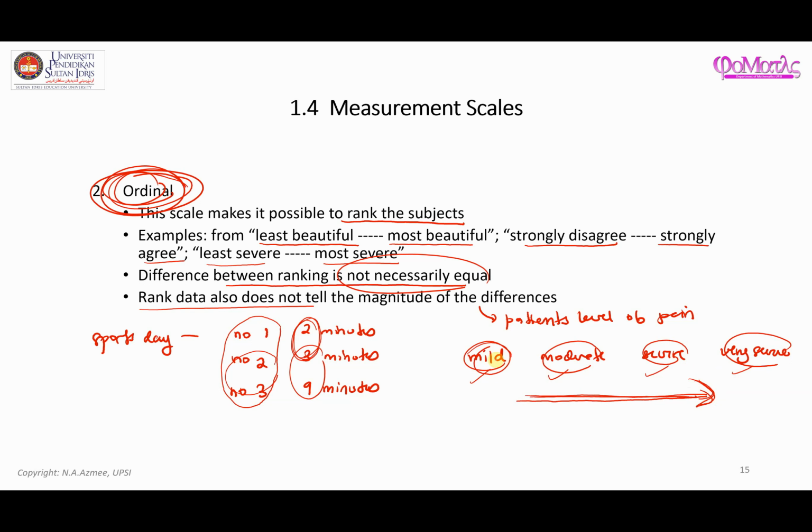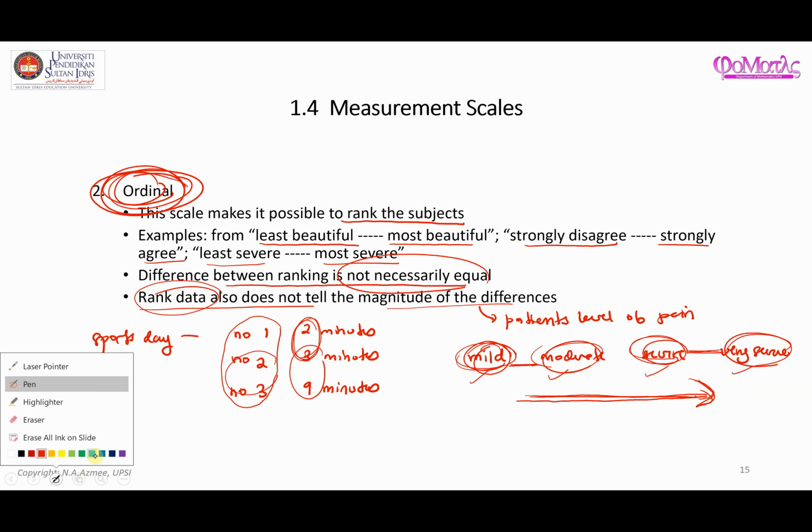However, even though there is some sort of order, the rank data doesn't tell you the magnitude of the differences. We don't know how far the difference is between mild and moderate, or whether it is similar to severe and very severe. How far are they in terms of magnitude of the differences? We can't tell that.